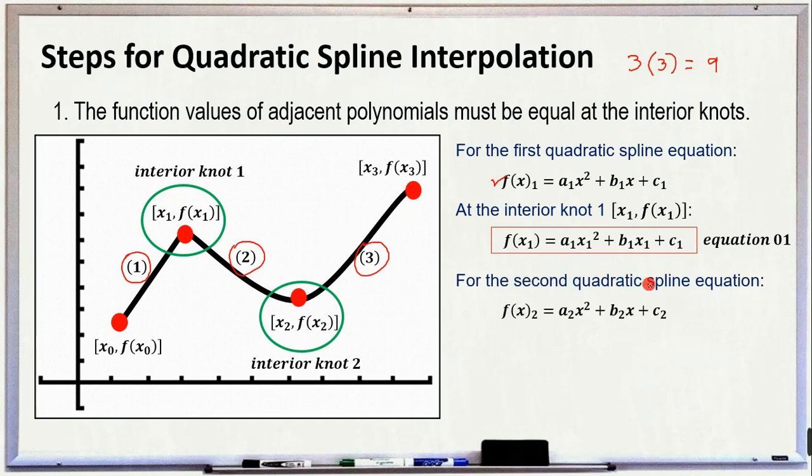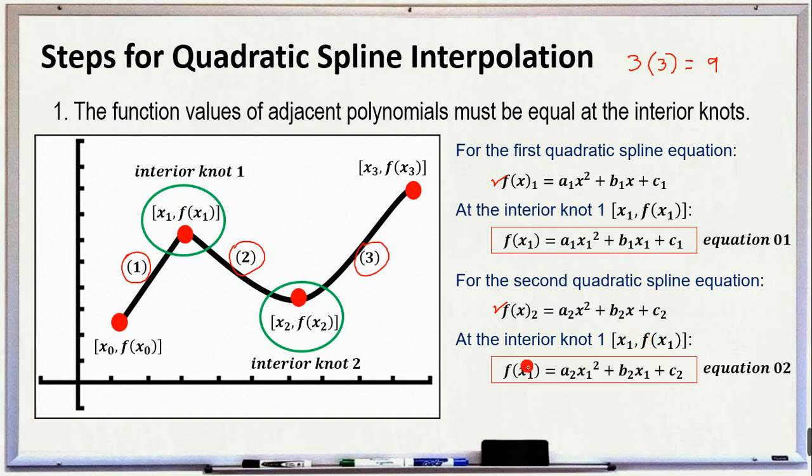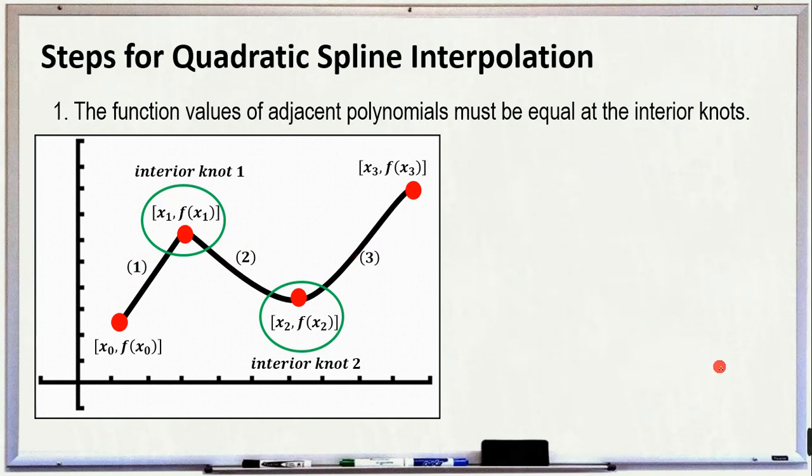Next, for the second quadratic spline equation, this is its format. Now at the first interior knot, these are the coordinates. So we're going to substitute these values for x and f of x into our second quadratic spline equation. So we have f of x1 is equal to a2 x1 squared plus b2 x1 plus the constant. So this will be our second equation. So we need 7 more equations.